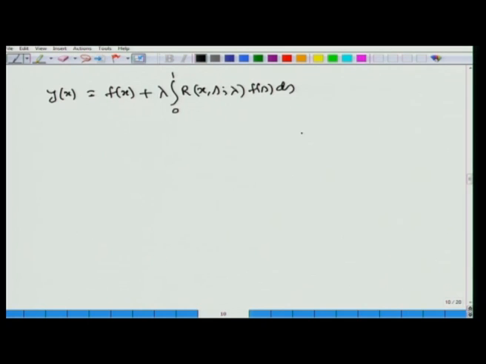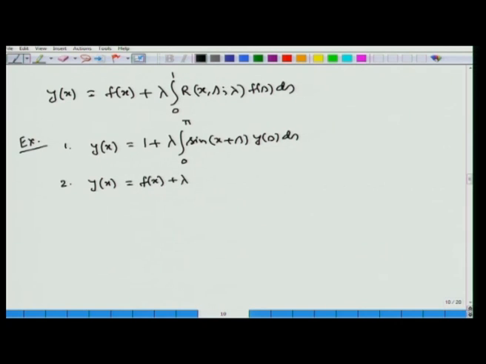And now, before going to the next part, I am giving some exercises for your practice. You can solve these problems. First one, y(x) is equal to 1 plus lambda integral 0 to pi sine of (x plus s) y(s) ds. Second problem, y(x) is equal to f(x) plus lambda integral 0 to 1 e to the power (x minus s) y(s) ds.